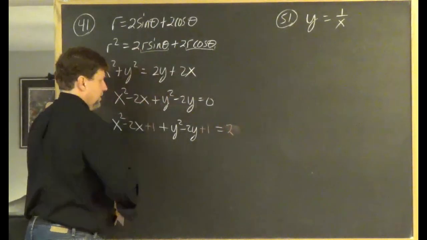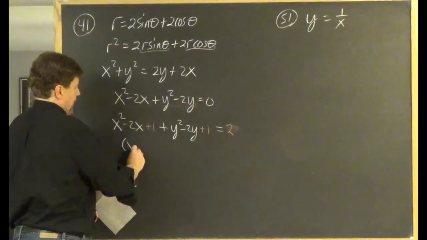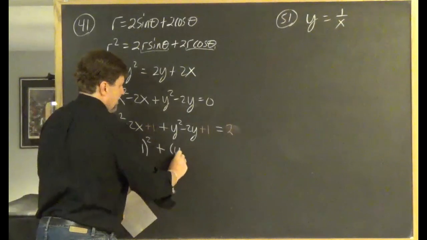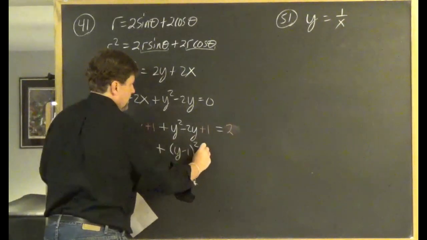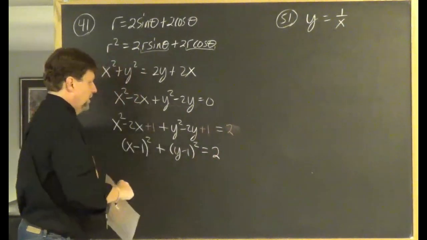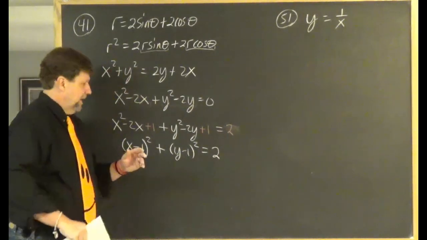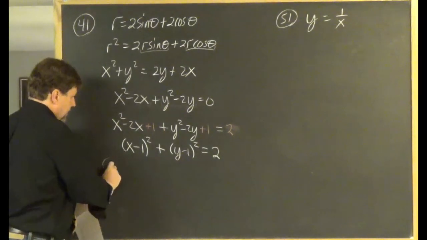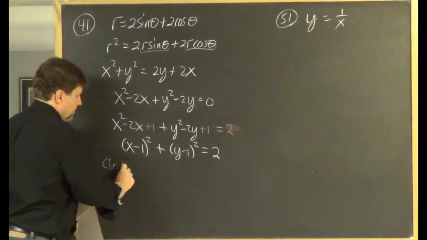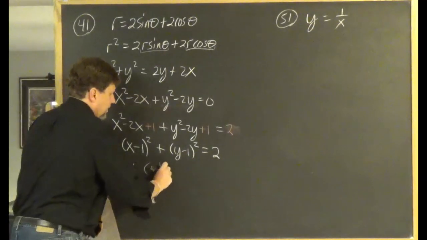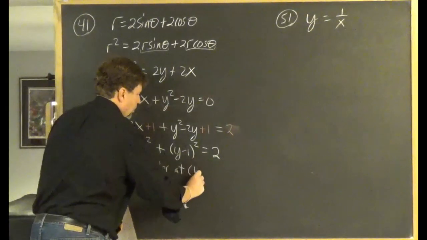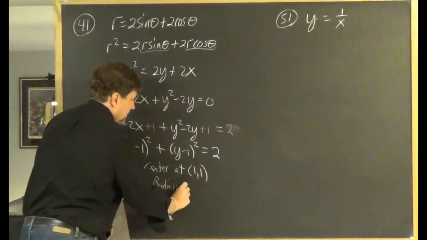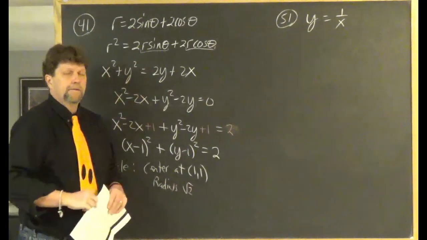0 plus 2 is just 2. So now I have a perfect square here: x minus 1 quantity squared, plus y minus 1 quantity squared equals 2. And I remember from college algebra, this equation represents the equation of a circle. It has a center at 1, 1, and it has a radius of square root 2.